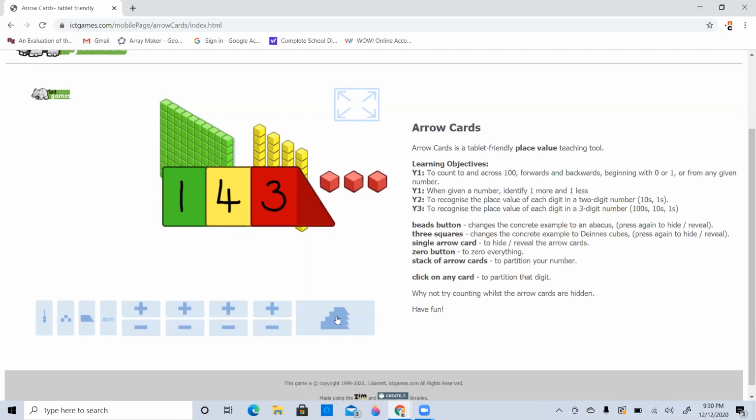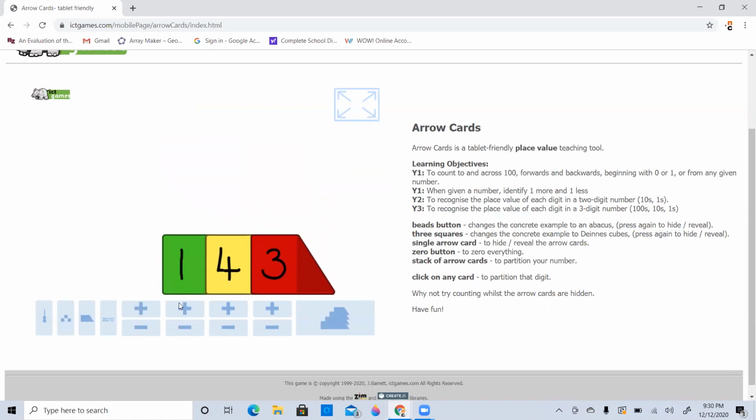All right, let's go ahead and do another one. So say I have 325. Now think about it. How many 100 flats are there going to be? How many 10 rods will there be? And how many units will there be? Let's take a look. Ready?